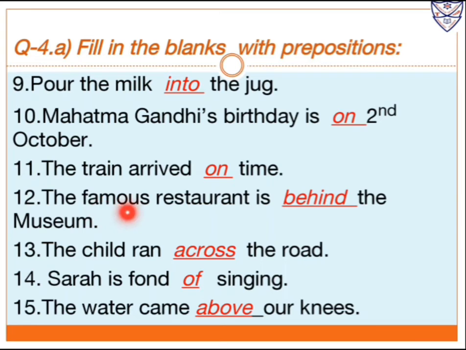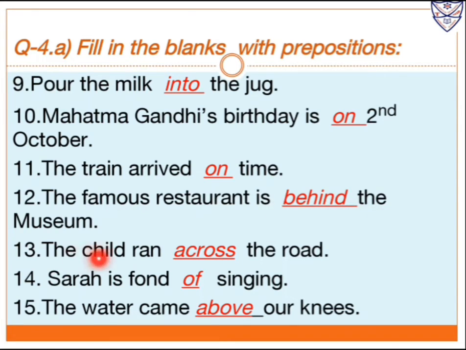12th number, the famous restaurant is behind the museum. Over here the word behind is used as a preposition as it shows or tells us about the position of the famous restaurant that is behind the museum. So behind will be the preposition used in this sentence.